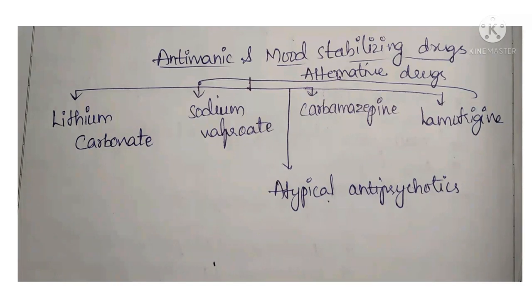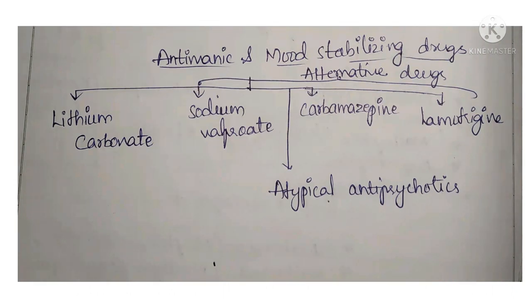It mainly inhibits that pathway, so that there is no release of the neurotransmitter. So the main effects of lithium are that it inhibits the action of antidiuretic hormone on the distal tubules in the kidney, and it causes diabetes insipidus, and it leads to more urination.